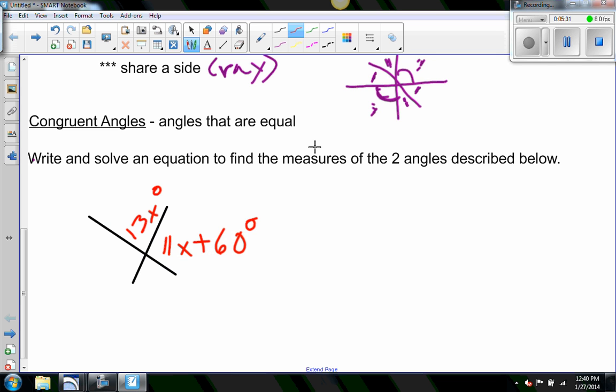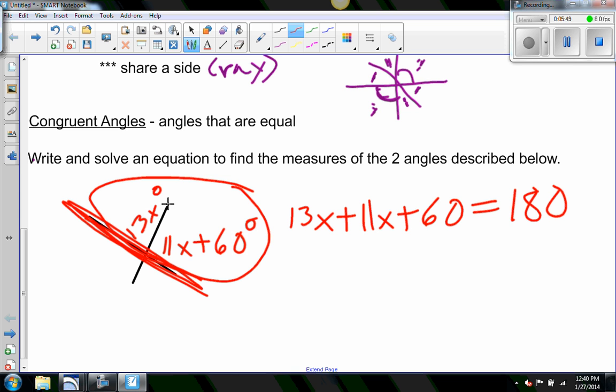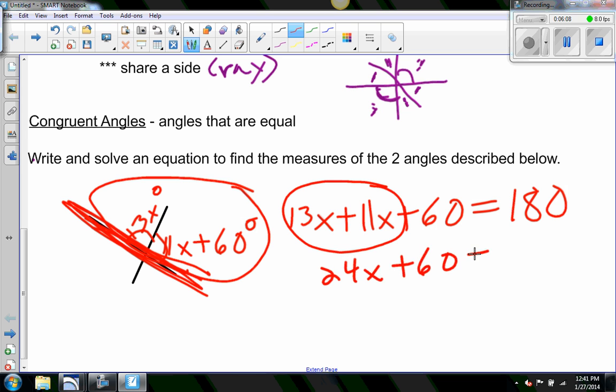So if I'm going to write an equation for that, I have to have these two added together to equal my straight angle, which is 180 degrees. So writing an equation, 13x plus 11x plus your 60 is going to equal your 180. Right? These two angles, this one and this one, have to add up to a straight line, which is 180. So now we're just doing a multi-step equation that we learned how to do earlier this year. So we can combine what we can, right? These two things are alike, so that'd be 24x, and then I still have my plus 60 equals 180.